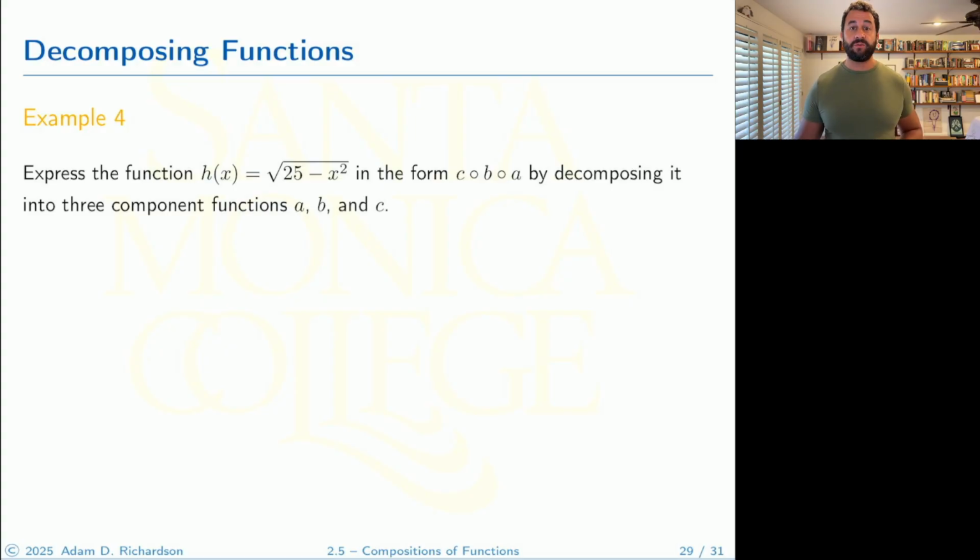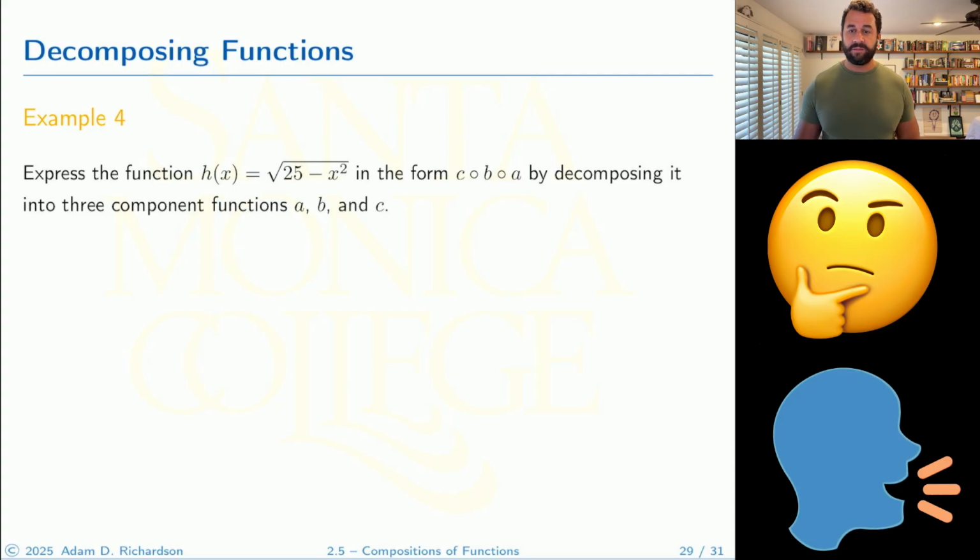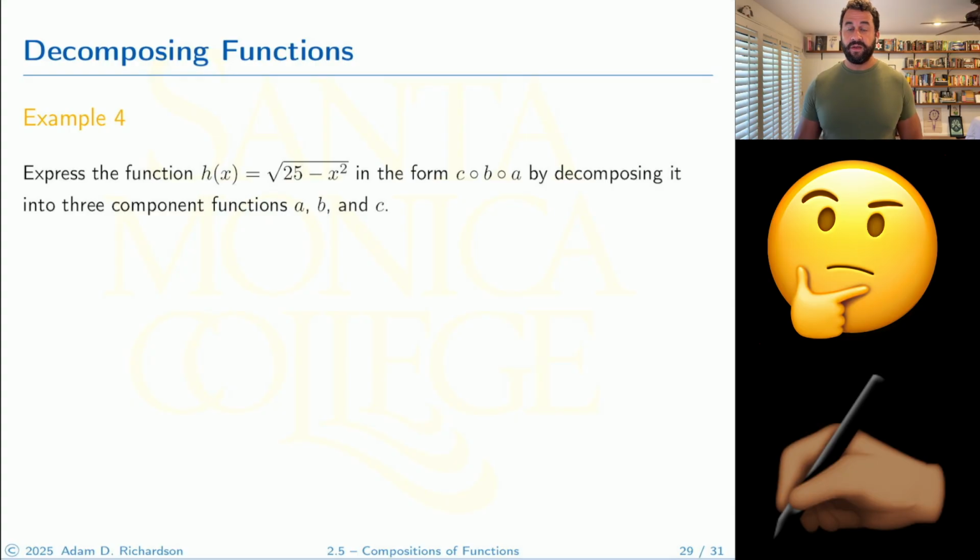Okay, all right, let's do another example. This one is actually going to have three layers. So I want you to try this on your own. See if you can express this function in the form c of b of a by decomposing it into three component functions, a, b, and c. You can think about it for a minute. Say something out loud about what you will try, and then try to work it out on your own. Remember, work from inside to out. What happens to x first? And then what happens to that result? And then what happens to that result? Try that.